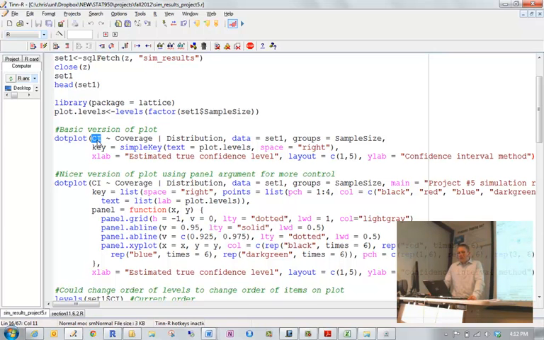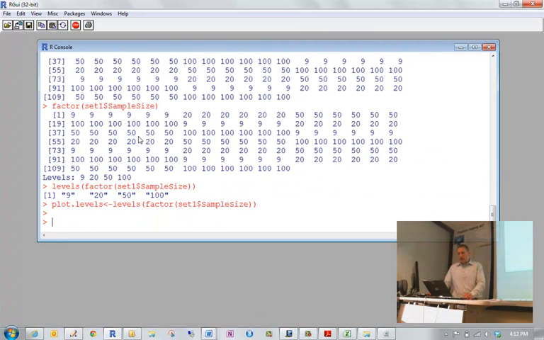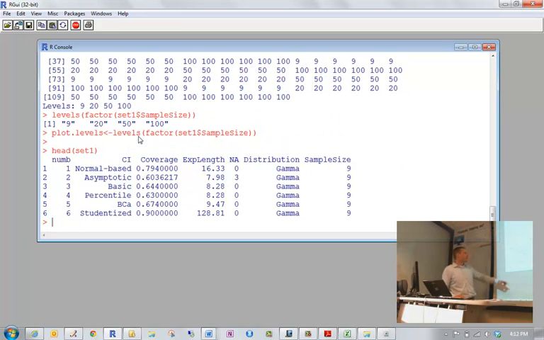where I'm going to use CI in my set 1. This is the confidence interval name. That's going to be in my y-axis. On my x-axis is going to be the coverage level with estimated true confidence level. So just to emphasize this, go over it kind of fast. So CI, different confidence interval method. Coverage, just another name for estimated true confidence level. Here's expected length. The distribution used, sample size.